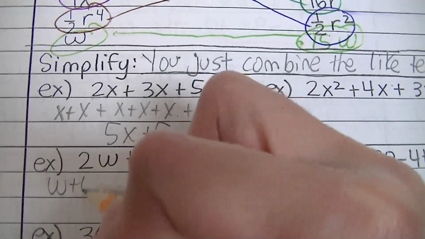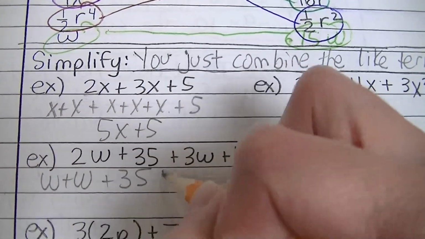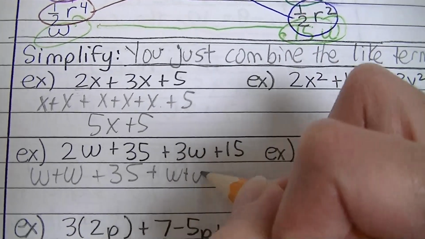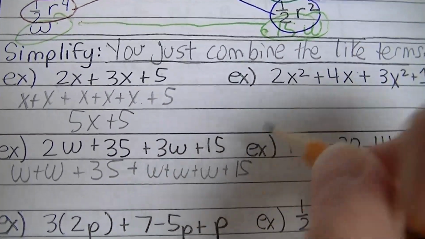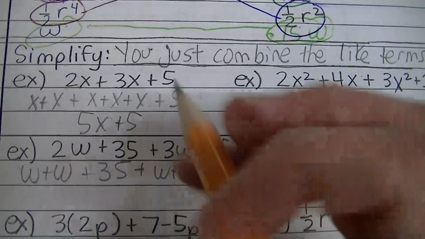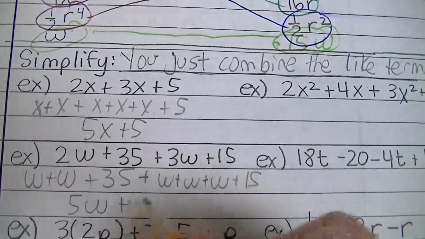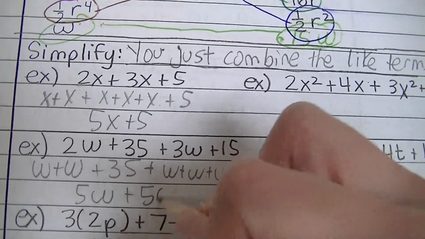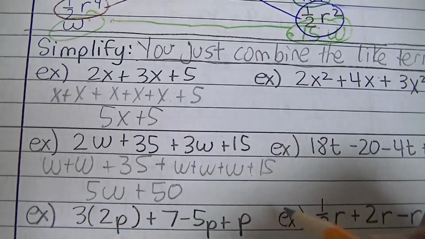2w, there's w plus 35 plus 3 w's, w plus w plus w plus 15. Okay, so I have 1, 2, 3, 4, 5 w's plus 35 plus 15 is positive 50. Okay, so that's that answer right there.